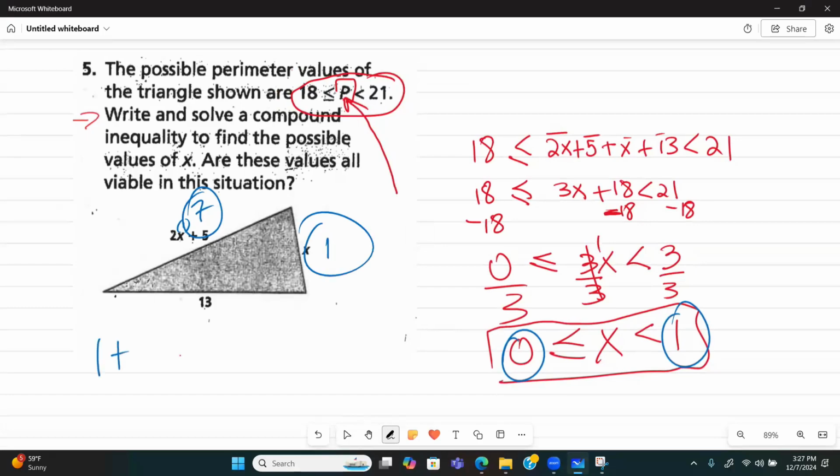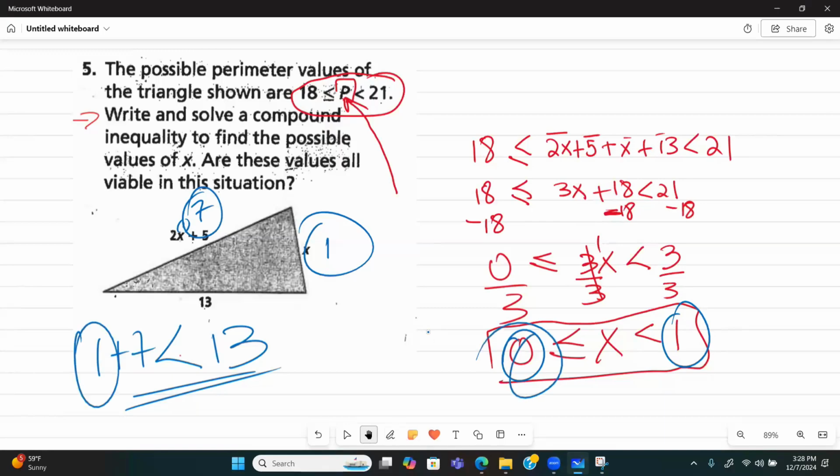So look at this. If I add 1 and 7, it is not greater than, it is actually less than 13. And because we have that, this cannot be a triangle. So we can't have 1, and definitely we can't have 0. So anything between 0 to 1 will not make a possible triangle based on the triangle inequality theorem. So no, these answers are not viable for the context.